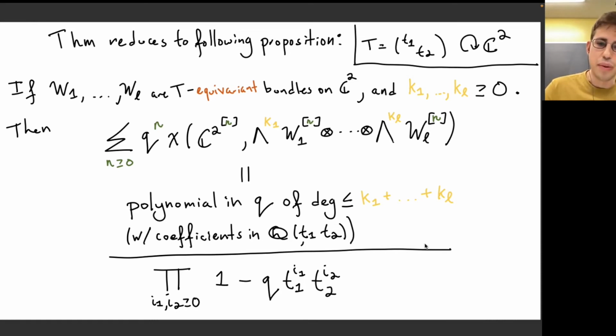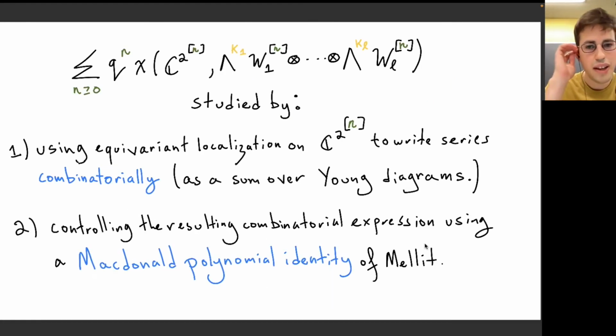And how are we going to approach that? Well, there's kind of two steps. So the first is to return to this tool of equivariant localization. Again, having a torus action is very powerful. We can use that to write this series over C2 as a combinatorial sum. And that'll take the form of a sum over Young diagrams or as a sum over two-dimensional partitions.